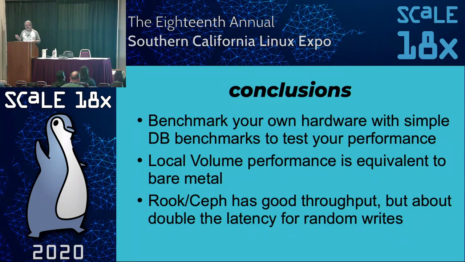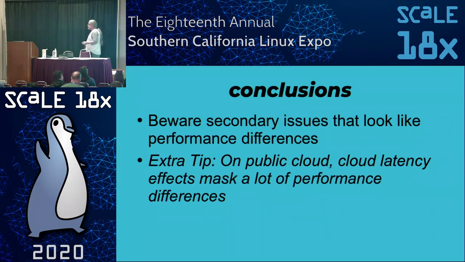Number 1 is benchmark your own hardware with simple database benchmarks to test your actual cluster performance. Second is local volume performance can be equivalent to running on bare metal if you're looking at moving to Kubernetes. So if you're willing to deal with local PV, et cetera, if you're performance constrained, that's probably the way to go. If you are not that performance constrained, Rook-Ceph has good enough performance for non-constrained applications while giving you a lot of redundancy, et cetera.